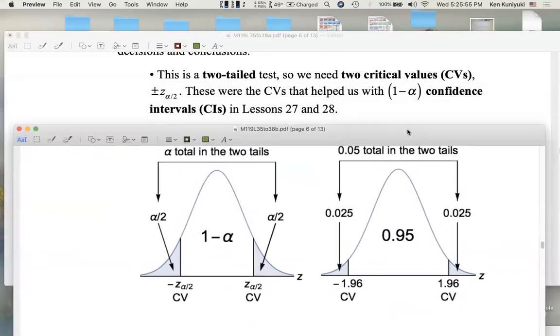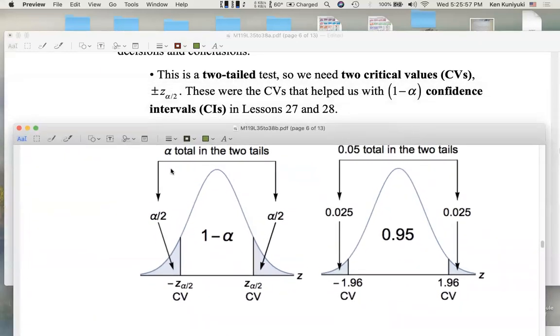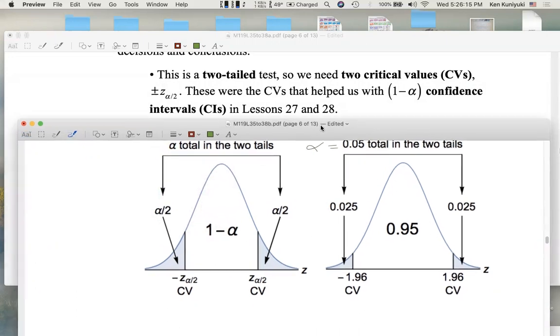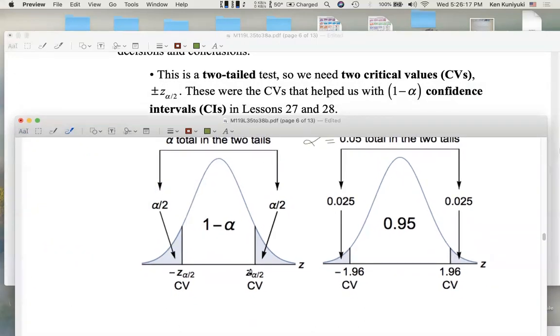This is a two-tailed test, so we need two critical values. Here's the general picture over here. Here's the picture that's relevant in this case. Alpha is 0.05 in our example here. All right, so this is a two-tailed test, so we need two critical values. In general, it's z sub alpha over 2 and the opposite.